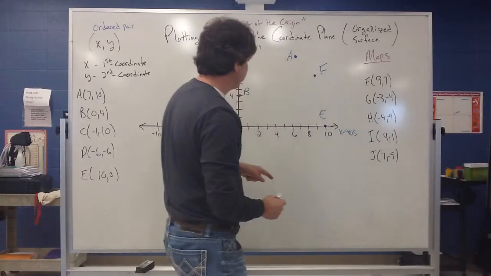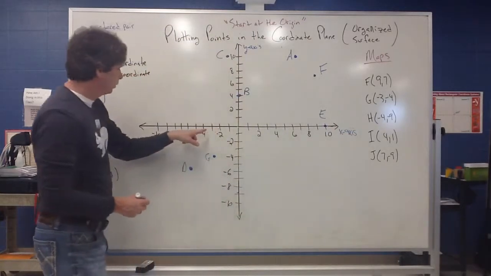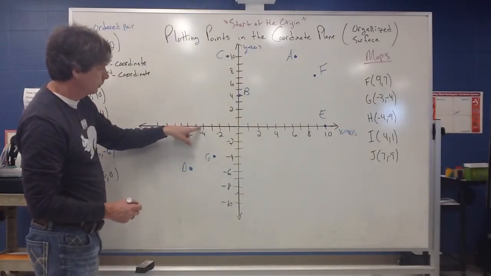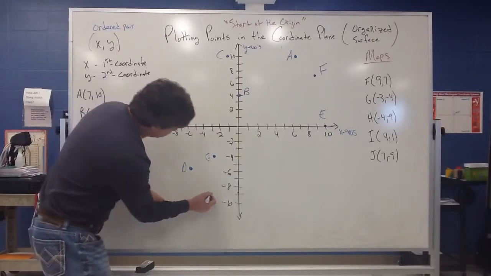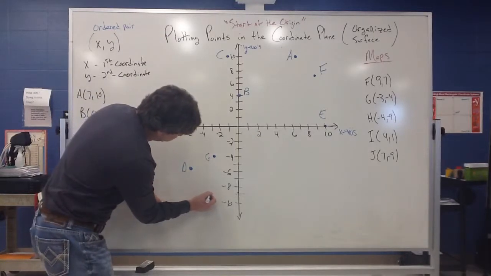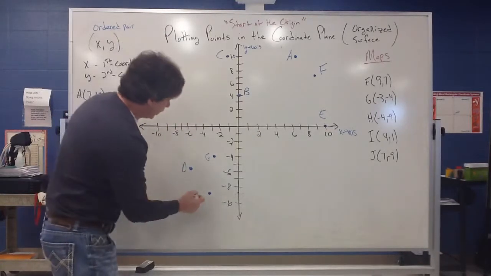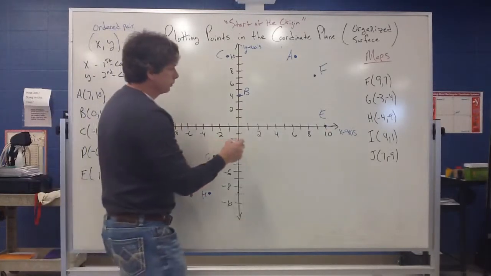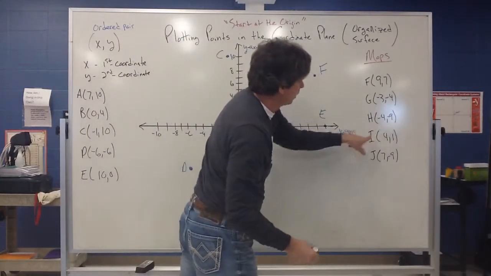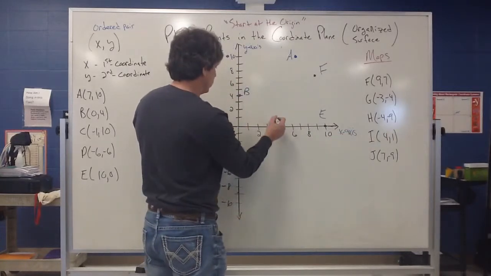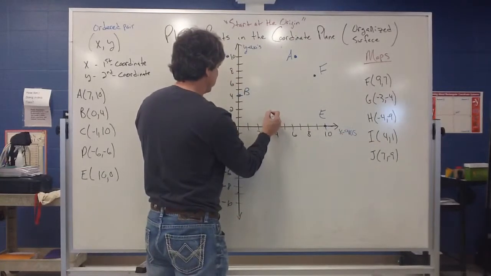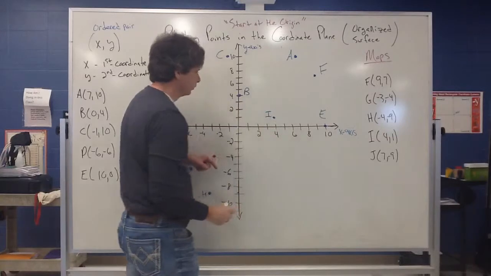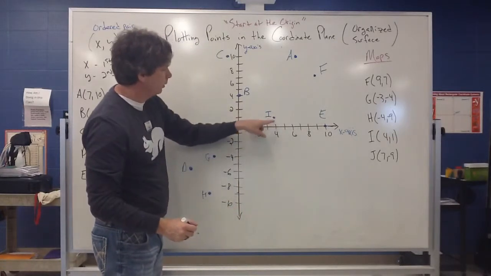Point H is -4, -9. Looks like about here. So that's going to be point H. I is 4, 1. So point I is going to be 4, 1. That's going to locate me here. That's point I. So I'll go right 4 and up 1.